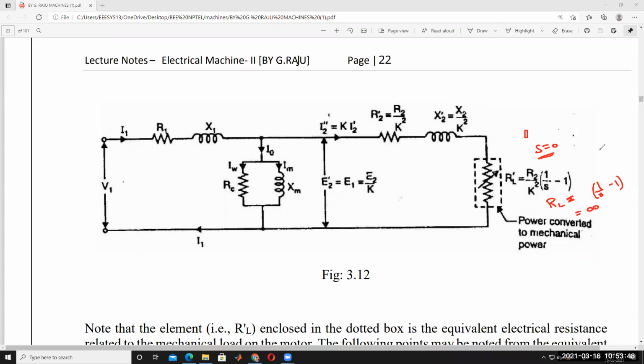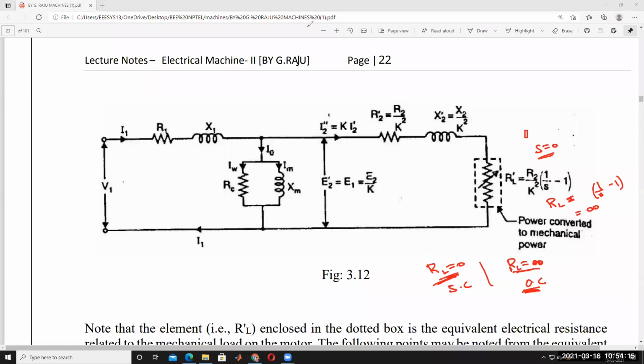That means RL equal to infinity means open circuit. Am I right or not? Infinity resistance means open circuit. If RL is equal to 0, it is called a short circuit. Am I right or not? If load resistance is 0, it acts as a short circuit. If load resistance is infinity, it acts as an open circuit.